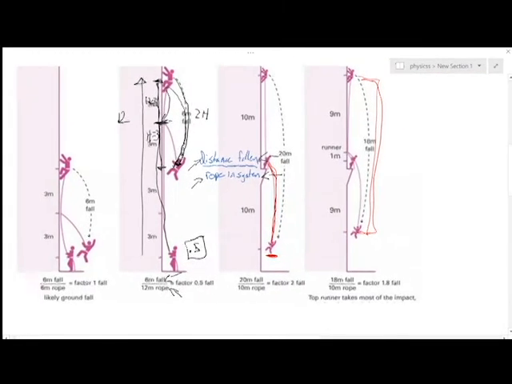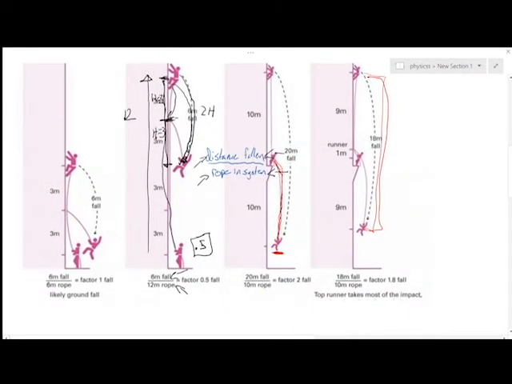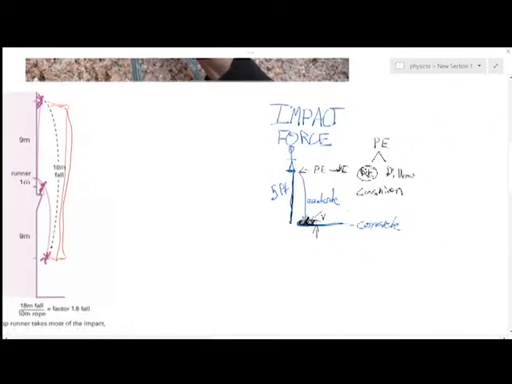So why does that matter? Well, for instance, if your distance fallen is 10 feet, or 10 meters, and there's 20 meters of rope in the system, you're gonna have the same severity of a fall as this, right? Because you're still getting a fall factor 0.5 fall.